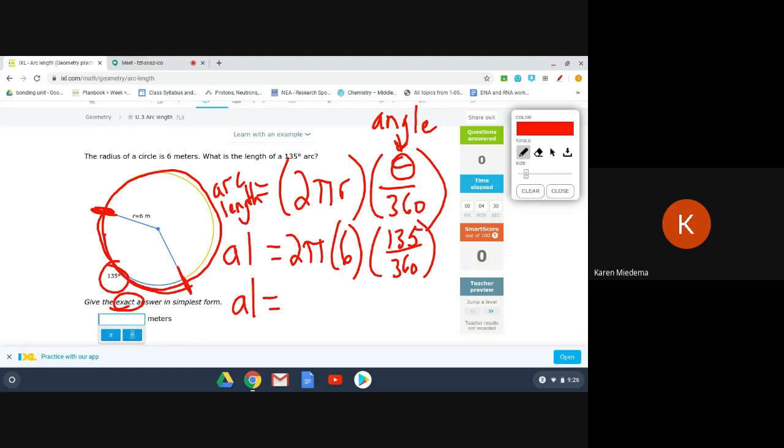So 2 times 6 times a fraction, 135 over 360. I get 4.5 pi. Again, pi is in your final answer, but it's actually written as pi. Don't put that pi in your calculator and get a decimal that fills your calculator screen.